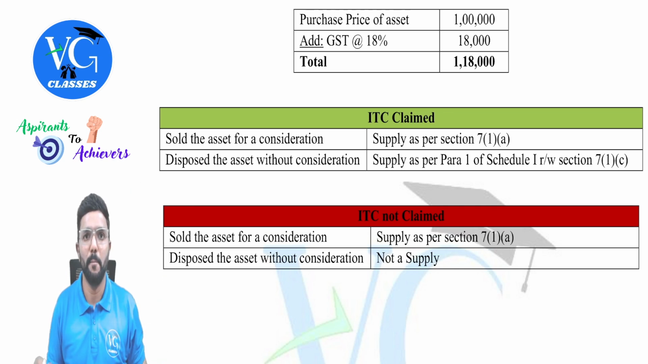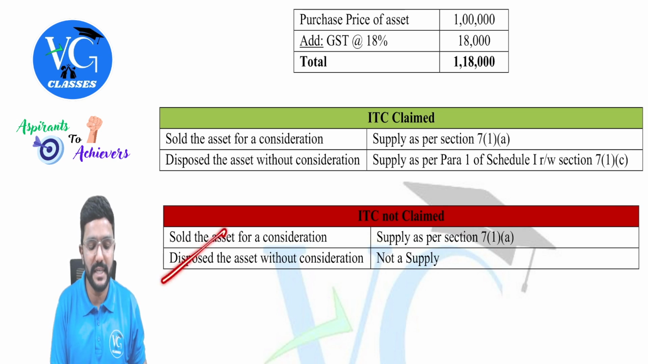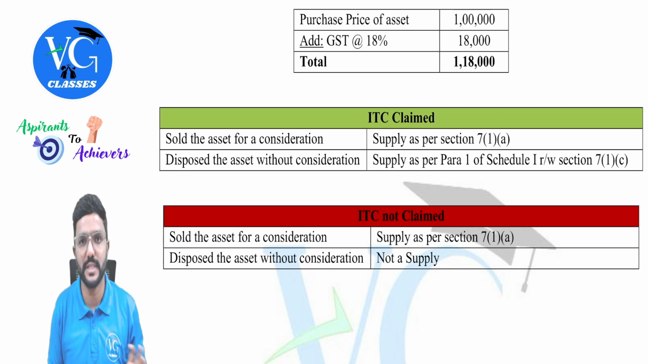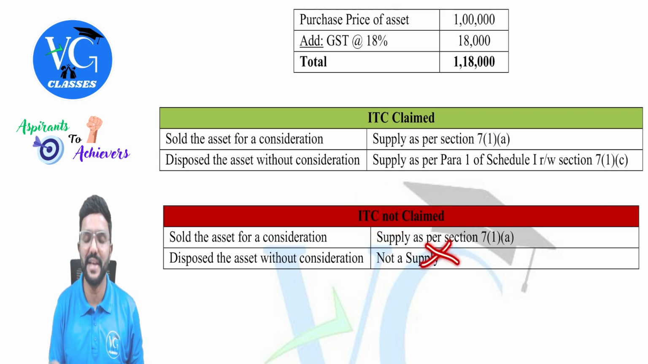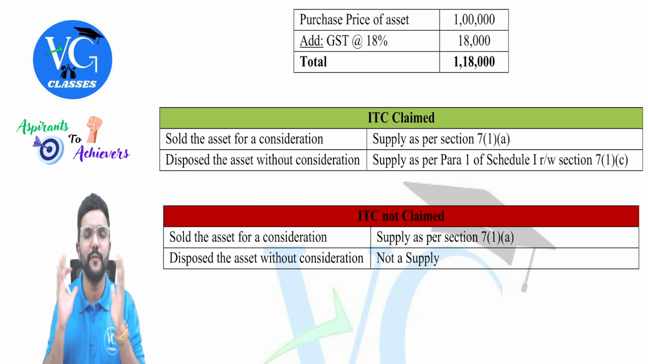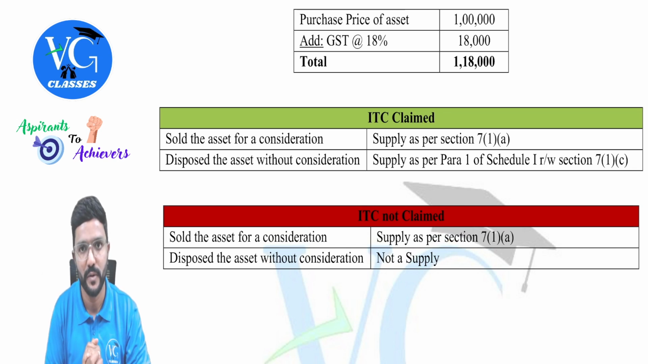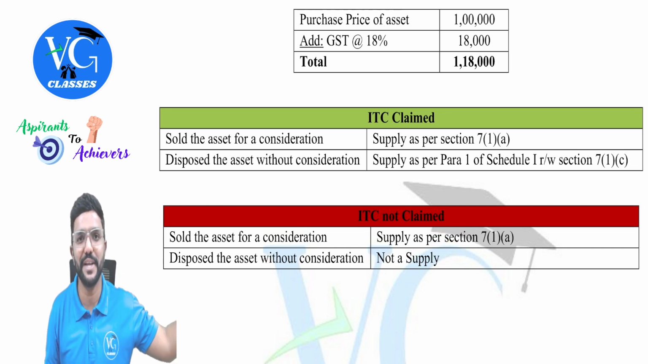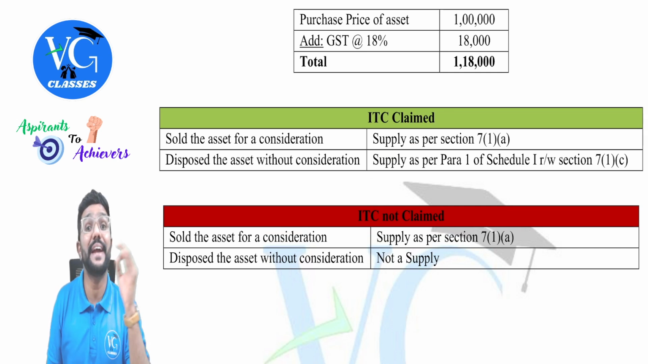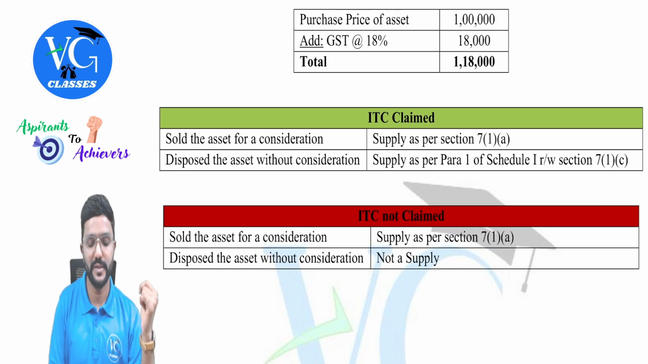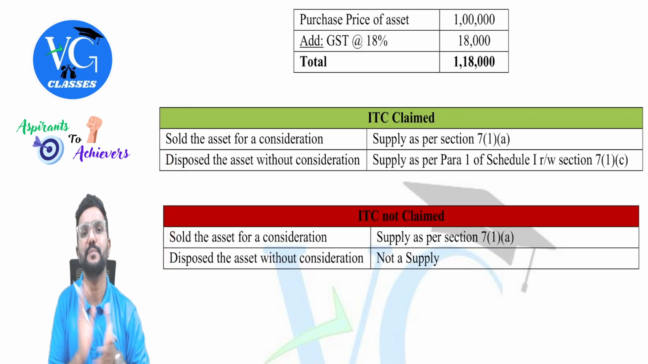No, no. But, sir, what if the asset is disposed of free of cost without consideration when ITC is not claimed? Then it will not be a supply, guys. I've tried to cover all the 4 different possibilities here. Hope you understood. Actually, what is covered in para 1 of Schedule 1 is only this part. Clear? But I know somewhere you might get confused if they have twisted the question. So that is why I have covered all the 4 possibilities, guys.